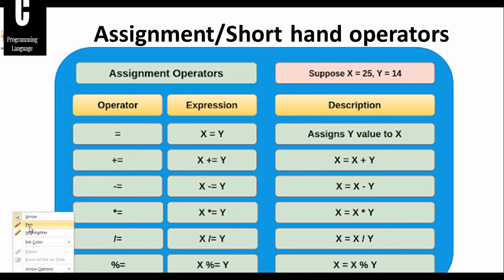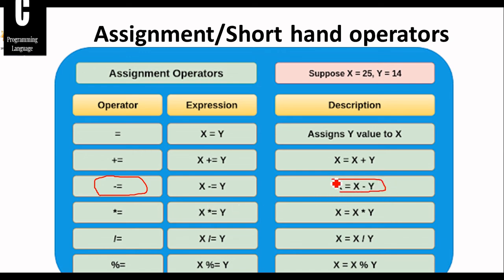But in short, you can write it like this. Minus equals means x = x - y. When you are trying to write x = x - y, you can write it in short as x -= y. Or multiplication equals: you can write x = x * y in this way. Similarly there are division equals and modulo equals. You can write the expression x = x / y as x /= y. These are known as shorthand operators. We are using these shorthand operators in the C programming language.